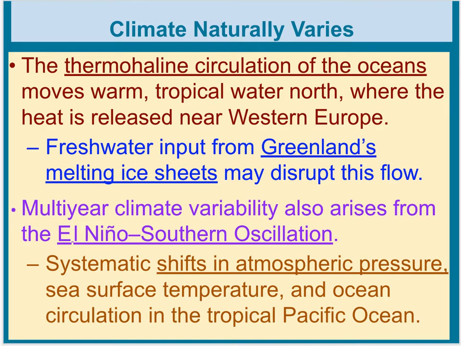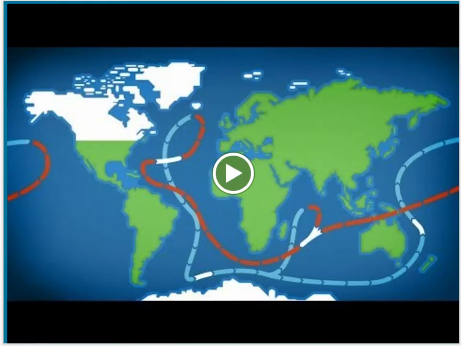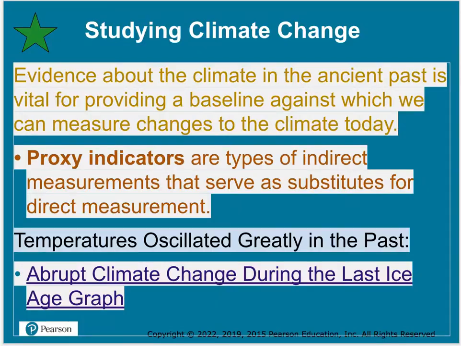Okay, so there's different ways also that the climate can naturally vary. One is from thermocline circulations, like how the oceans are circulating, which really alters the climates in the areas that it affects. Greenland also has melting ice sheets. There's the El Nino Southern Oscillation, which we've talked about in a previous video, and different atmospheric shifts. There's a great video on this called The Gulf Stream Explained from Kyrgyzstan, so I recommend you watch that for more information.